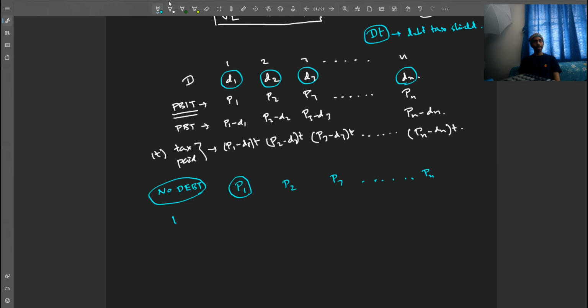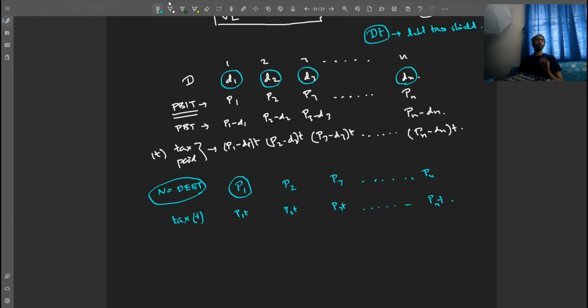So taxes paid in the second case, when there is no leverage or no debt, let's say the tax rate is T, this becomes P1 into T, P2 into T, P3 into T, dot dot dot Pn into T.